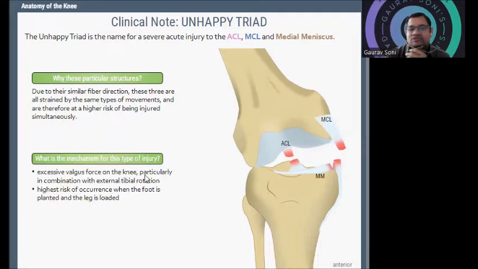Excessive valgus force on the knee, particularly in combination with external tibial rotation, has the highest risk of occurring when the foot is planted and the leg is loaded. Remember the unhappy triad: ACL, MCL, medial meniscus.